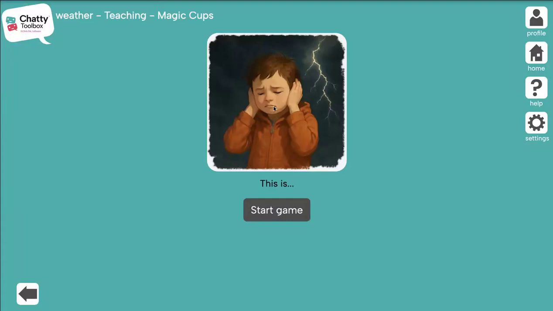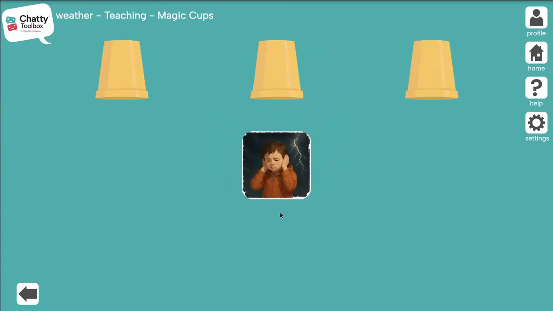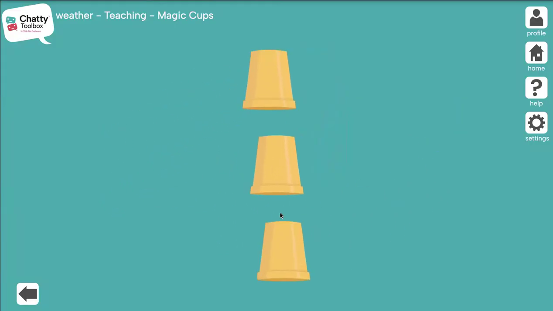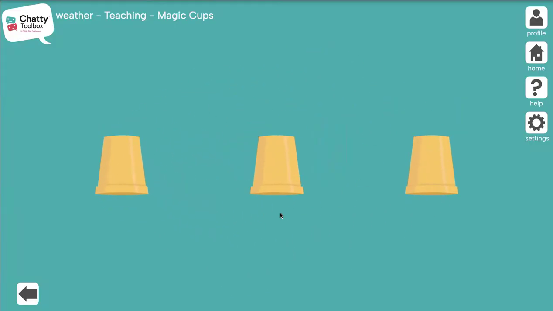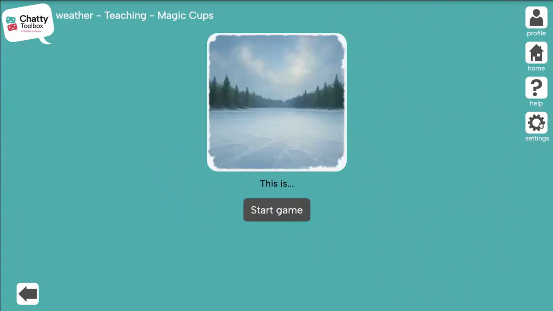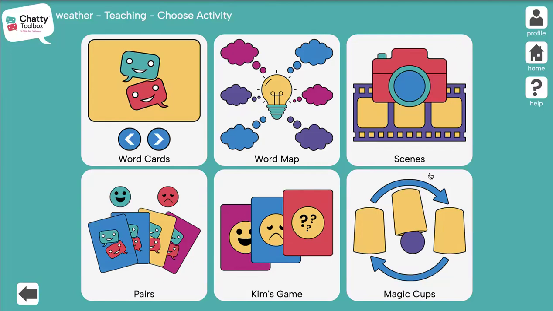Magic Cups. Again, click on the picture and it will say what it is. Start the game and Thunder's going to get covered up by the cups. So again, I'm going to keep saying Thunder as much as I can. Thunder's going to keep moving around. I wonder where Thunder is. They've got to remember. I got it right because I remembered. Whoopee. And there is a setting again here where you can change the speed. So there's a much faster speed of the cups moving, which might suit older children or more able children playing it as well. And essentially that's everything you need to know about how to use the weather section.